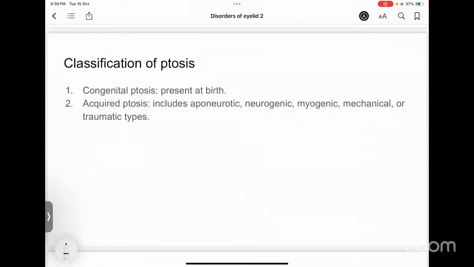Classification of ptosis includes two types: congenital ptosis and acquired ptosis. Congenital means present since birth, and acquired means that you acquired it in your adulthood or in your lifetime. These are the two broad headings of classification. In acquired ptosis, you have to remember the five types: first is aponeurotic, second is neurogenic, third is myogenic, fourth is mechanical, and fifth is traumatic. You have to remember these names.